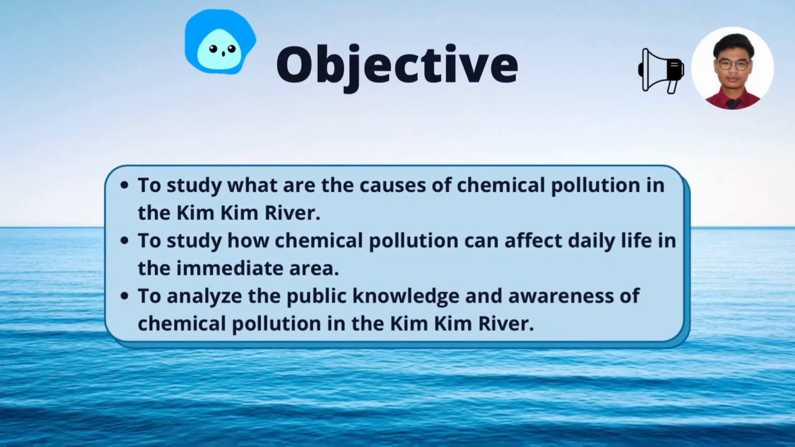Next is our objective. We have three objectives, which are to study what the causes of chemical pollution in the Kim Kim River are, to study how chemical pollution can affect daily life in the immediate area, and lastly, to analyze the public knowledge and awareness of chemical pollution in the Kim Kim River.